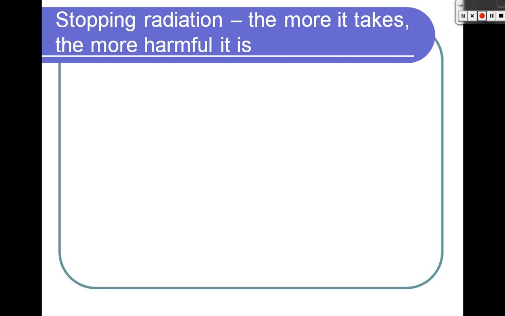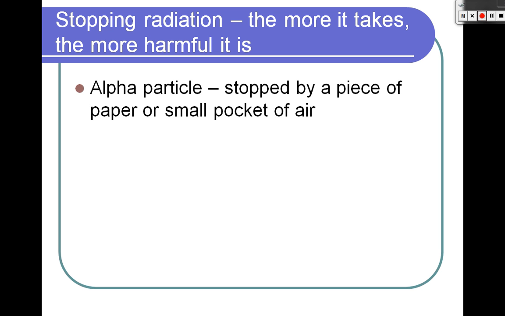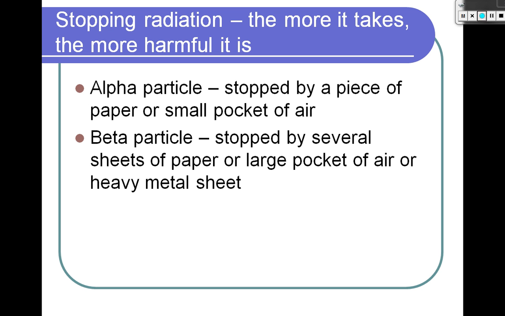So when we're looking at stopping radiation, a good key is the more it takes to stop the radiation, the more harmful it is. You can think of that with normal everyday objects. If you have somebody throwing a baseball at you, the more force it takes to stop it, the more harmful it's going to be to you. So an alpha particle is stopped pretty easily by a piece of paper or even a small pocket of air. They're not terribly deadly. A beta particle is stopped by several sheets of paper or a large pocket of air or a heavy metal sheet. So more dangerous than an alpha particle.